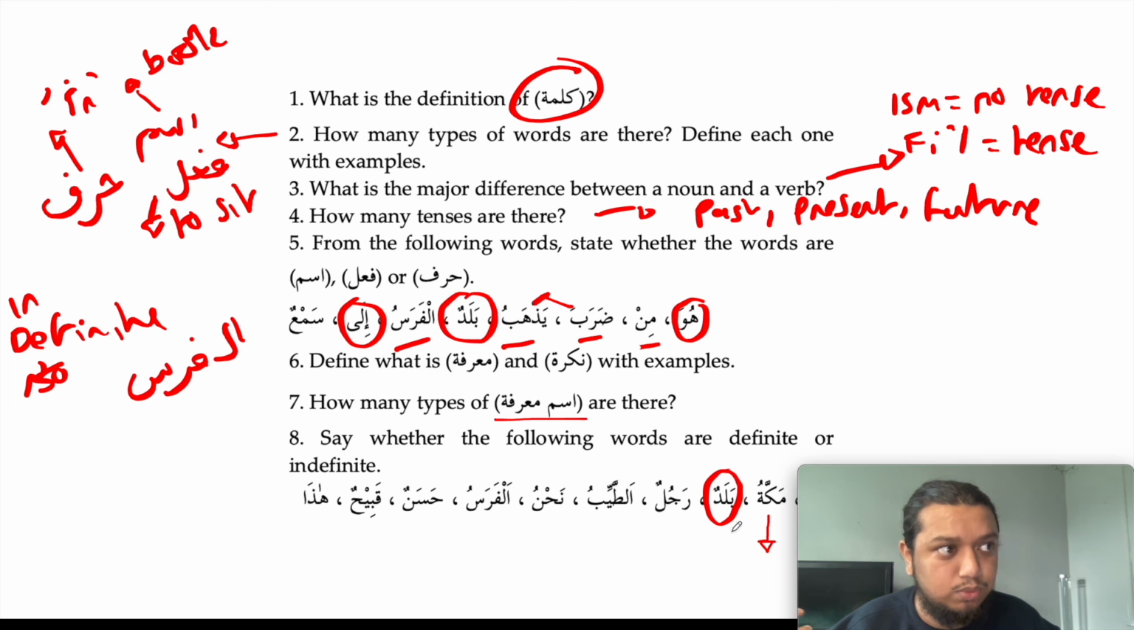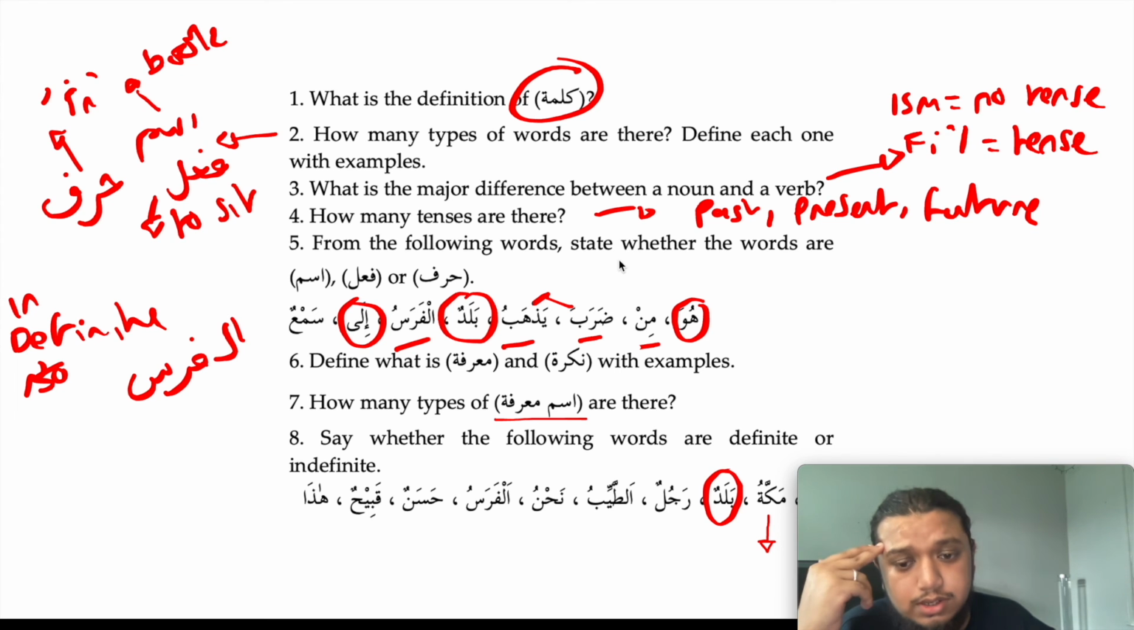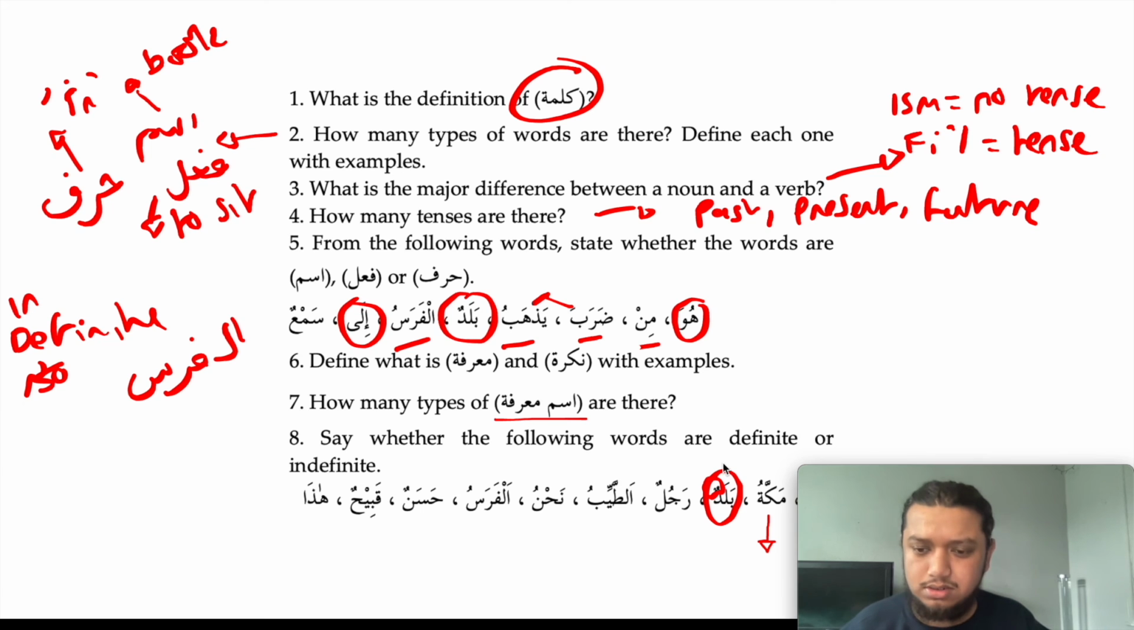And even if we weren't able to work out that a country refers to any country, what is the other way to tell? As you can see here, it has tanween, and tanween on an ism means it is indefinite. It's also worth noting, we will learn this properly later on, but verbs, fi'ls and harfs, they do not take tanween. Tanween is a symbol of a noun. Rajulun, once again, rajulun, man, it is indefinite.